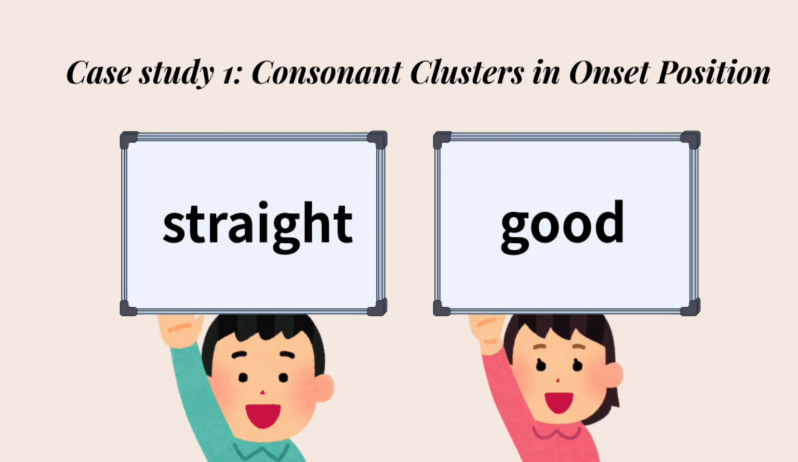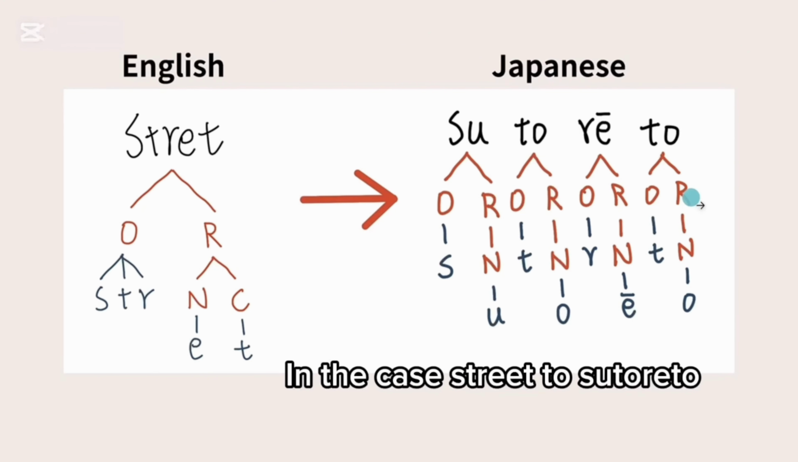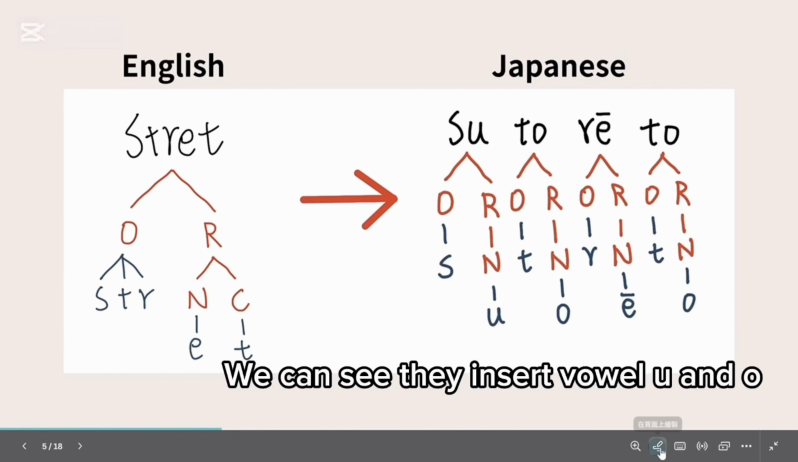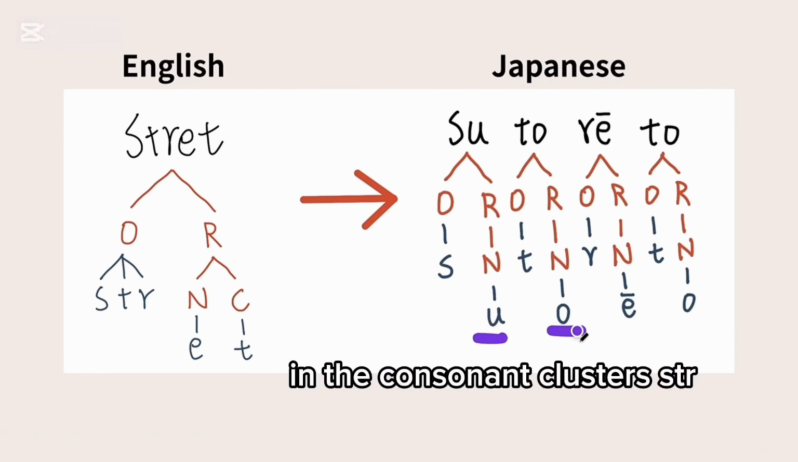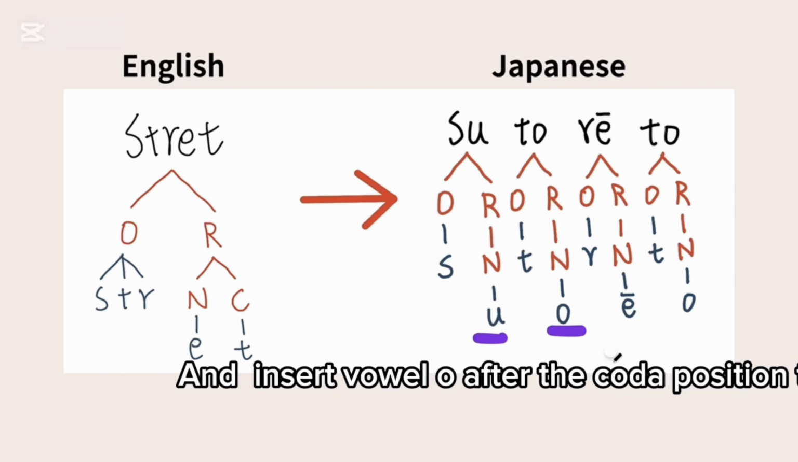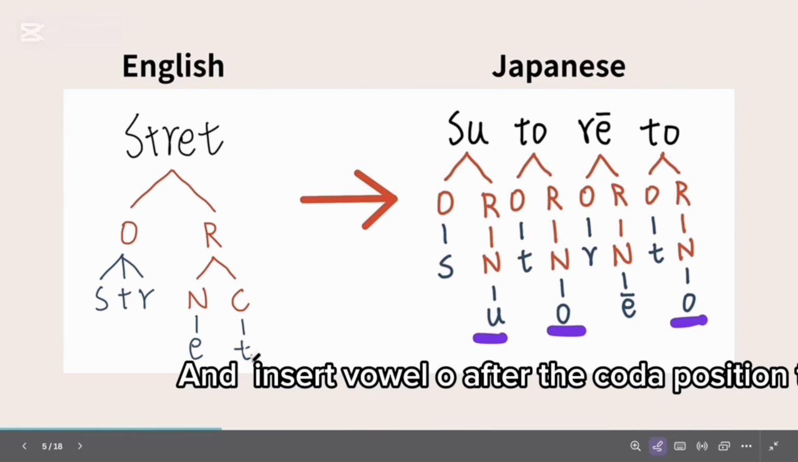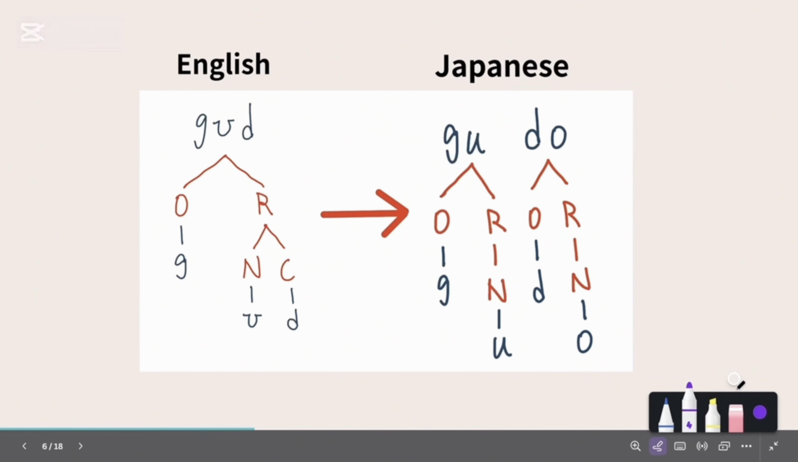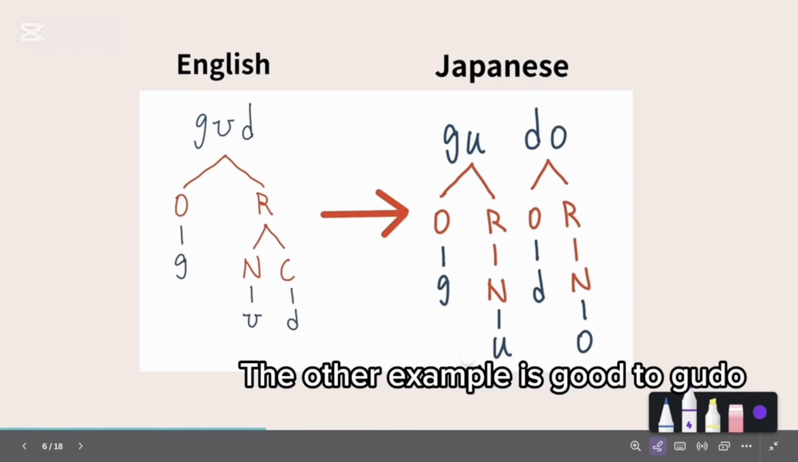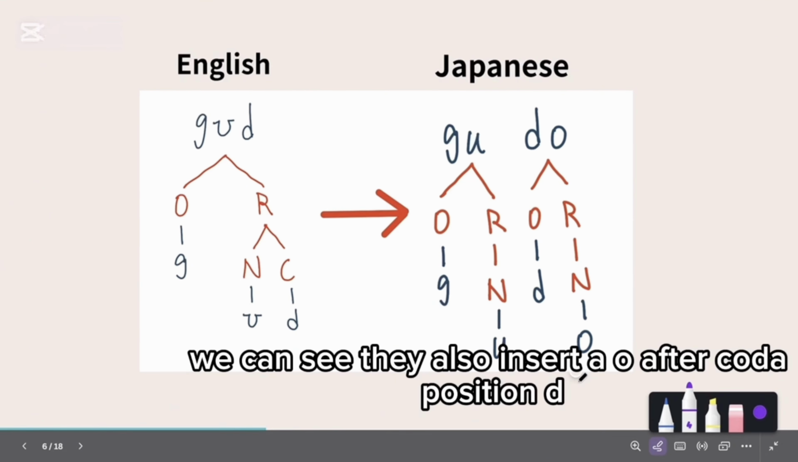Straight, sutoreito, good, goodo. In the case of straight to sutoreito, we can see they insert the vowels u and o in the consonant clusters "str" and insert the vowel o after the coda position t. The other example is good to goodo. We can see they also insert an o after the coda position d.